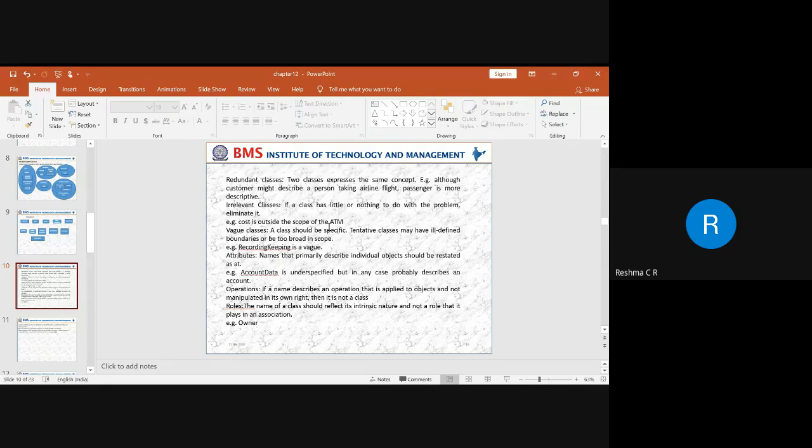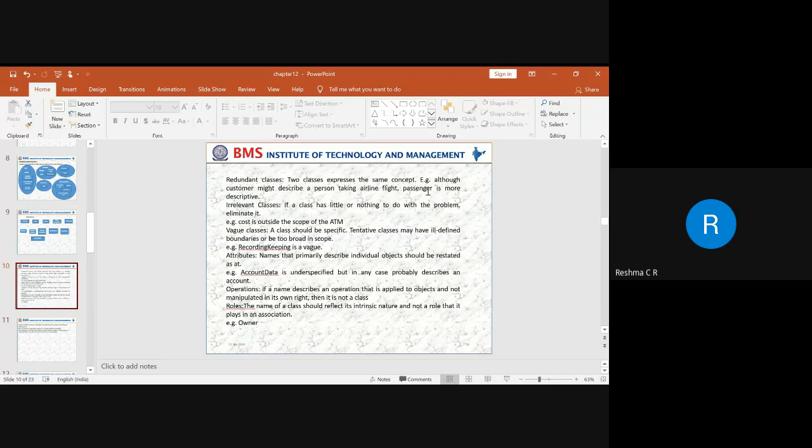Whereas if you give a class name as customer, how can you relate that to the airline reservation system? Customer can be anything. So rather than customer, passenger can be the right name of a class. In that way, we need to be selective in identifying the name of a class.